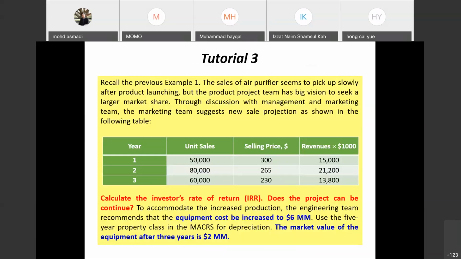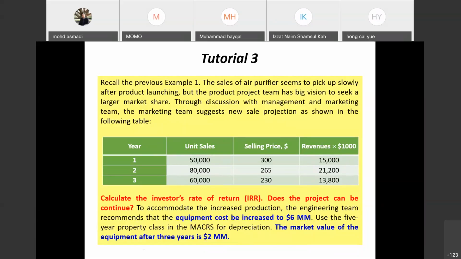Meaning that if you look here, it changes every year, with the new revenue. Calculate the internal rate of return. Can the project be continued? Similarly, the equipment cost increased to 6 million from 3 million. Just refer to example 1, and then use 5-year MACRS. The market value of the equipment after 3 years is 2 million. Can you take one paper and do this one? I give you time, and then we discuss.